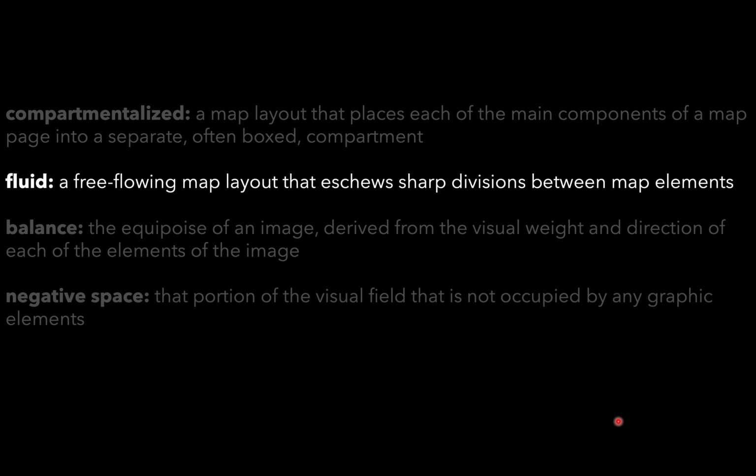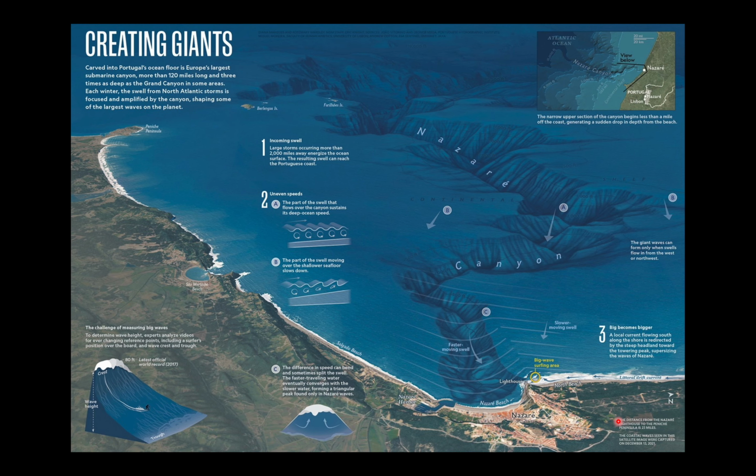In contrast, and what I often try to strive for is a fluid layout, and that's a layout that kind of gets rid of some of those sharp containers or those sequestered containers and tries to integrate your different additional text or graphic or locator map or legend elements into the flow of the whole product.